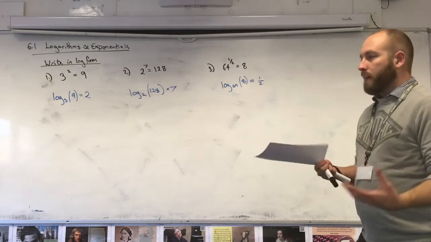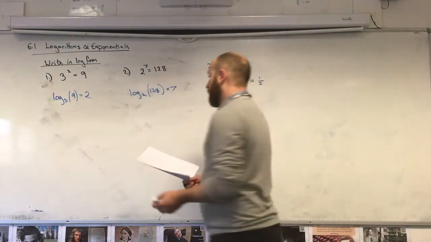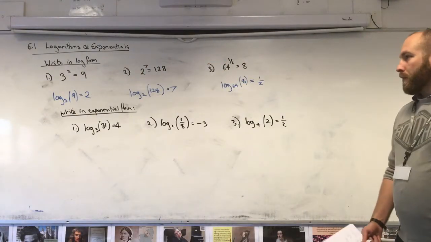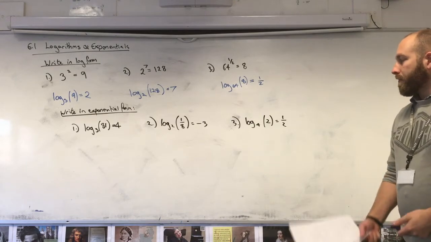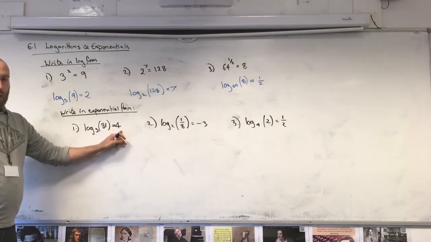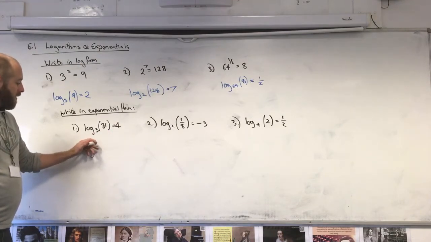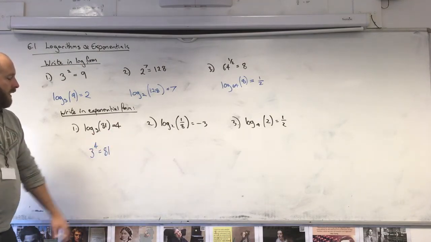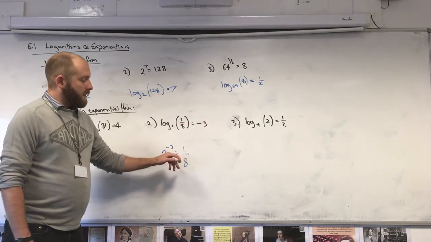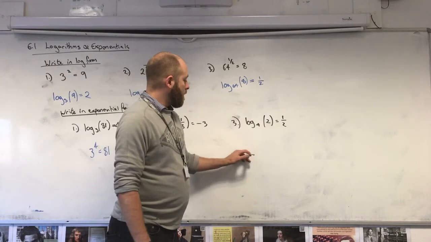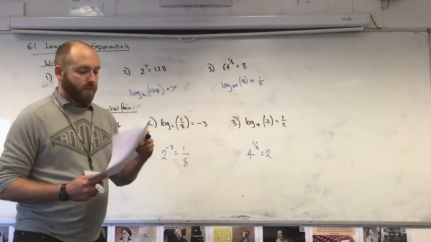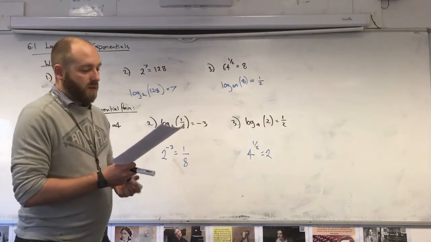Cool. We're going to go the other way around now, and try to write some things in exponential form. So try to write these 3 in exponential form; again, pause it and try that. So here we get 3 to the power 4 is 81. Here we get 2 to the minus 3 is an 8th, and here we get 4 to the half is 2. Excellent. Okay, let's try a few more difficult examples.